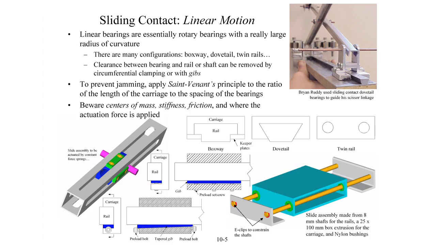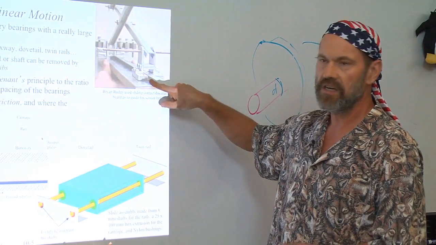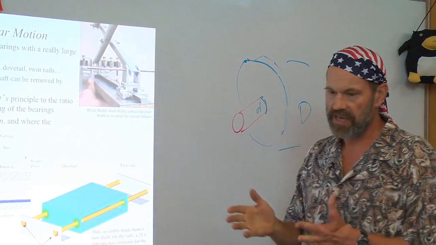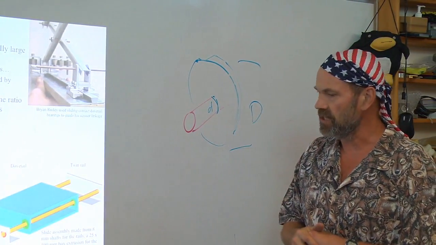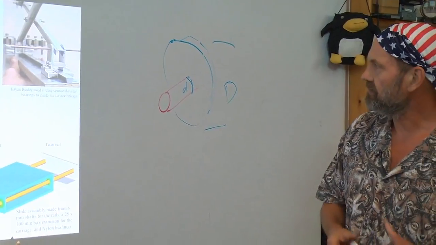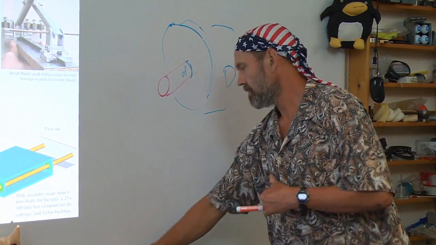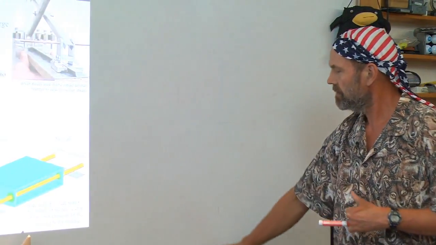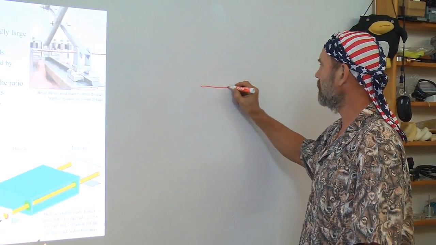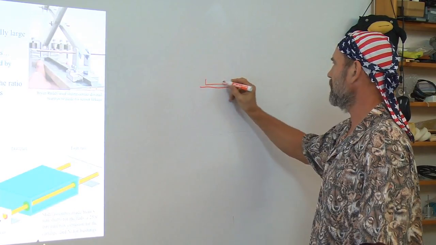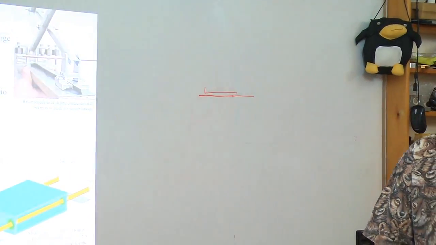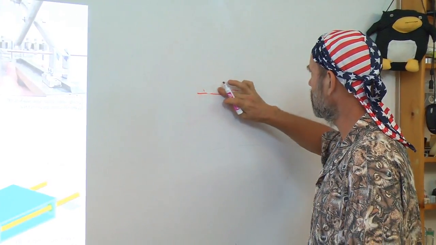For linear motion, if you go to an old style machine tool, for example a lathe or milling machine, you'll often see what is called a dovetail joint. A linear sliding bearing can be as simple as a flat part on a flat part. Let me get a different color here for the bearing.